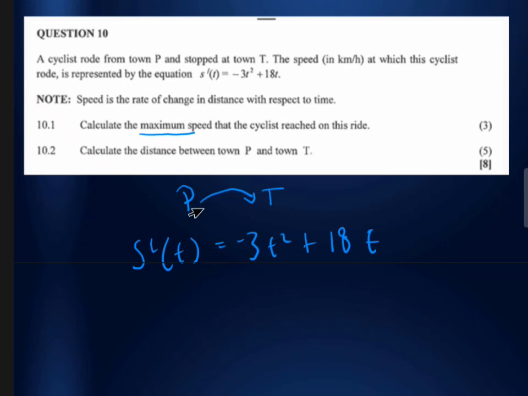So first of all, if we can find the time P to time T, once we get the original equation and substitute that time, we're going to get the original distance from time P to time T, right? So what we need is to find out the time, and then when we find the original equation, we're going to substitute that time, and then it's just going to tell us the distance from P to T. So how do we get the original equation?